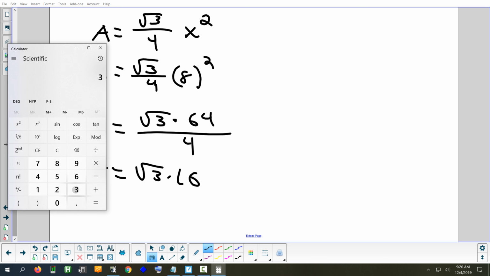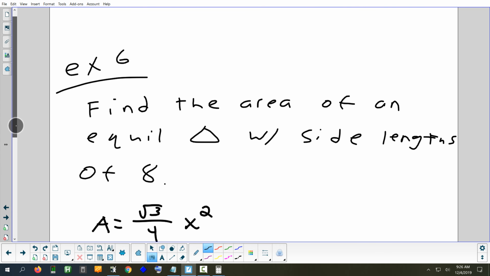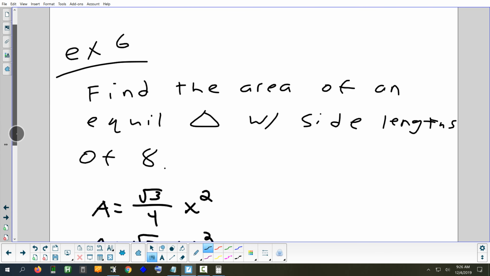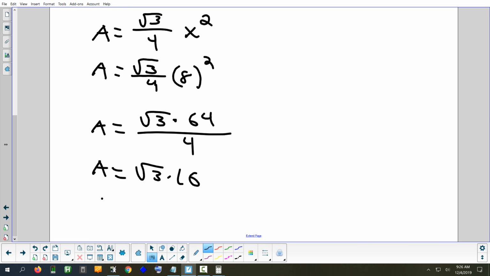Let's see. Square root of 3 times 16. Okay, so about 27.71. Now, do I know what my length was measured in? No. So I'm just going to put square units.